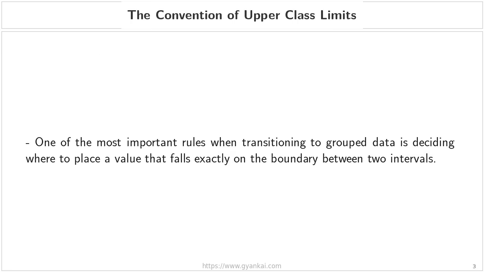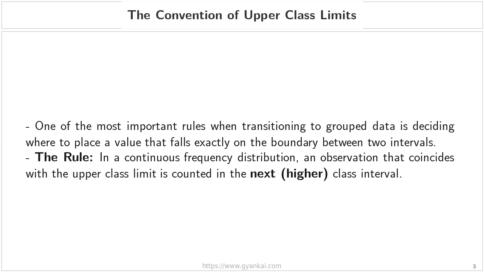The convention of upper class limits. Now that we understand the components of a class interval, we need to address a very important rule. When we transition from a simple list of numbers to group data, we face a specific challenge: deciding exactly where to place a value that falls precisely on the boundary between 2 intervals. Here is the rule you must memorize. In a continuous frequency distribution, if an observation coincides exactly with the upper class limit, we do not leave it in the current group. Instead, we count it in the next, or higher, class interval.